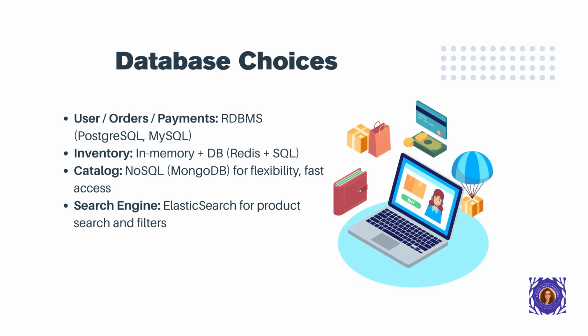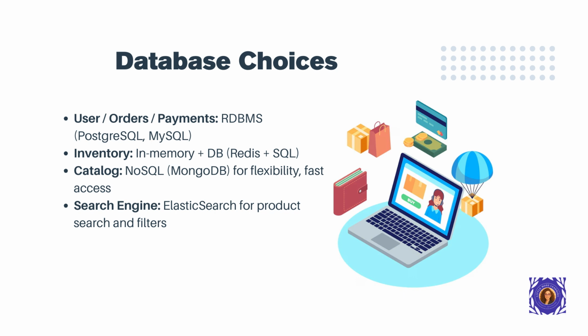Database selection in e-commerce is all about matching the right tool to the specific job. One size definitely does not fit all here. For users, orders, and payments, you want ACID transactions and strong consistency. PostgreSQL or MySQL are perfect. You need to be absolutely certain about financial data and order states. Inventory is fascinating because it needs both speed and persistence. Redis for lightning-fast lookups and temporary locks, backed by SQL for persistent storage and complex queries.